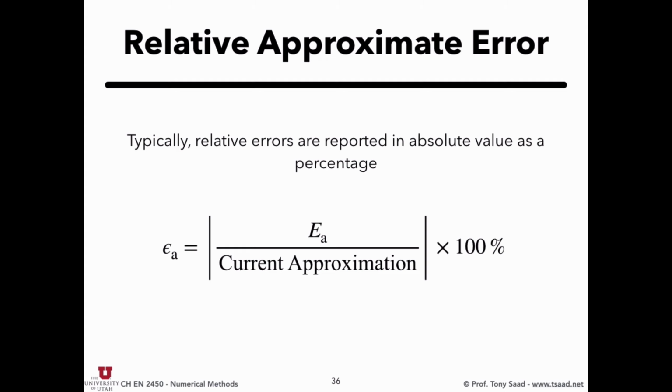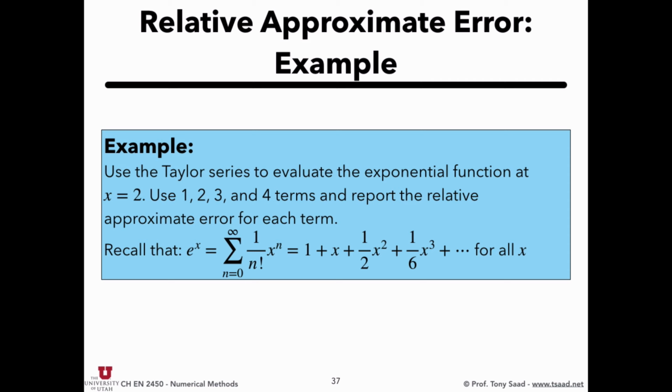Okay, so now let's run the same example of the Taylor series and do a relative approximate error. In the previous example, we did the approximate error, and it just gave us 2, 2, and 1.3. We don't know what that meant. I want to see a value that has a percent in it. So again, the same example, we're going to do up to 4 terms of e to the x at x equal 2, but we're going to compute the relative approximate error this time.